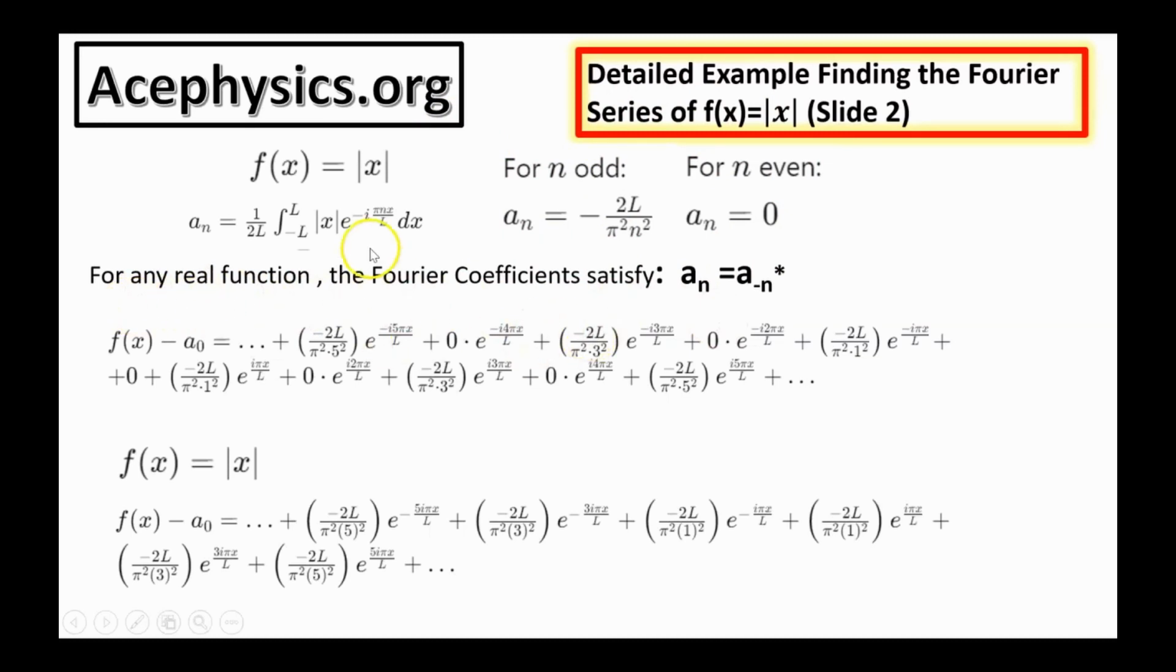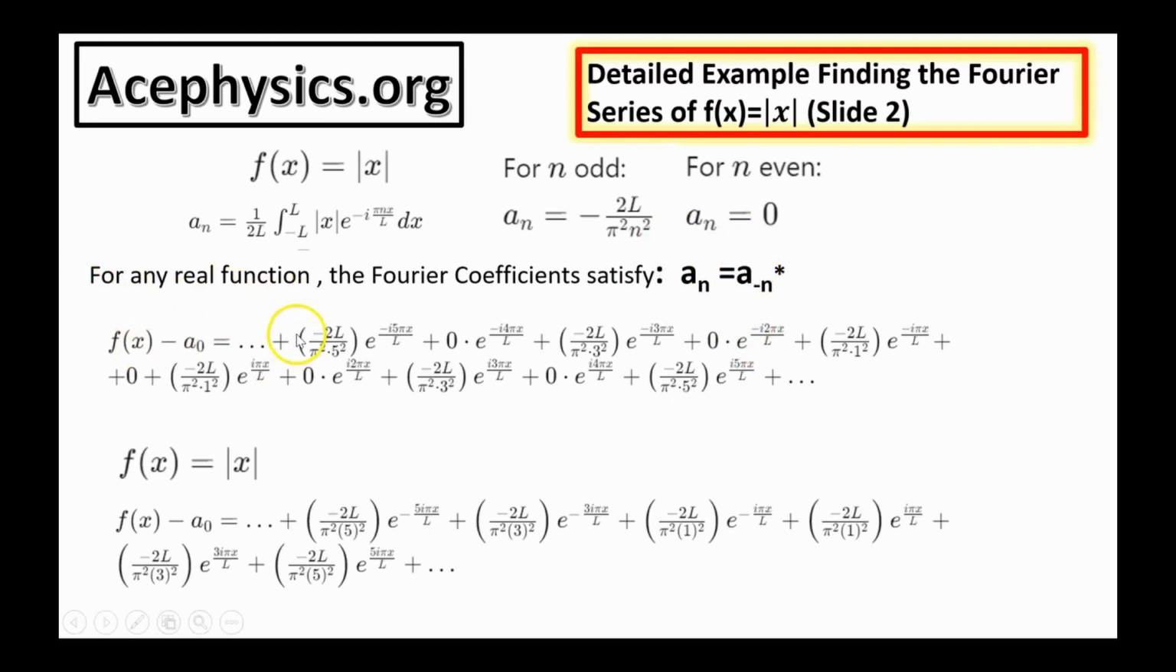You should also know that because f of x is a real function, any real function satisfies the property where a sub n equals a sub negative n complex conjugate. In this case, a sub n is real, but as you can see, a1 equals a negative 1 because it's squared. a2 equals a negative 2. a sub n equals a sub negative n because negative n squared equals positive n squared. And that's always going to be the case for real functions, where there's this relationship between a sub n and a sub negative n. Let's write out the full Fourier series for the absolute value of x.